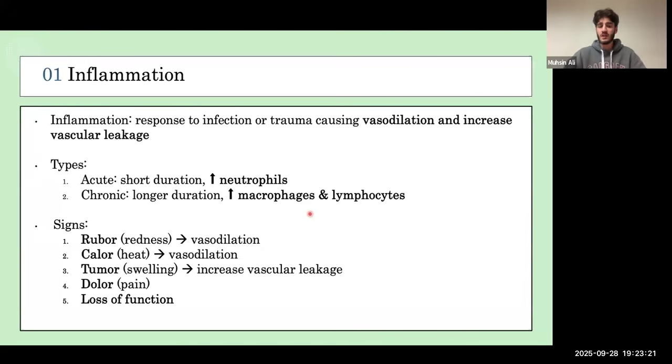And then lastly, you have the dolor, which is pain and loss of function. These are associated with other chemicals that are released from the body, as well as the nerves in that specific place. But you don't need to know the specifics of it. So again, you have redness, heat, swelling, pain, and loss of function. So I hope this is all clear.